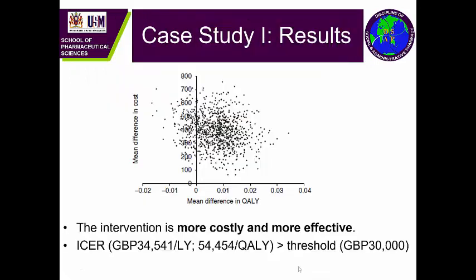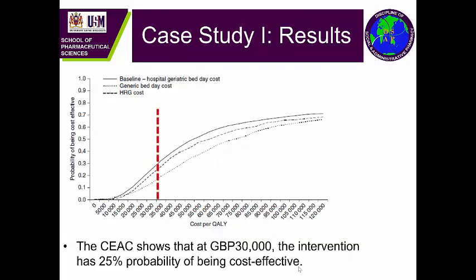So it means the intervention is more expensive and more effective, and the amount that we have to pay to get one benefit is more than what society is willing to pay. We have to pay £54,454 more to get one additional benefit compared to just using the usual care. And this is, for the society of the United Kingdom, more than what they are willing to pay, which is a maximum of £30,000.